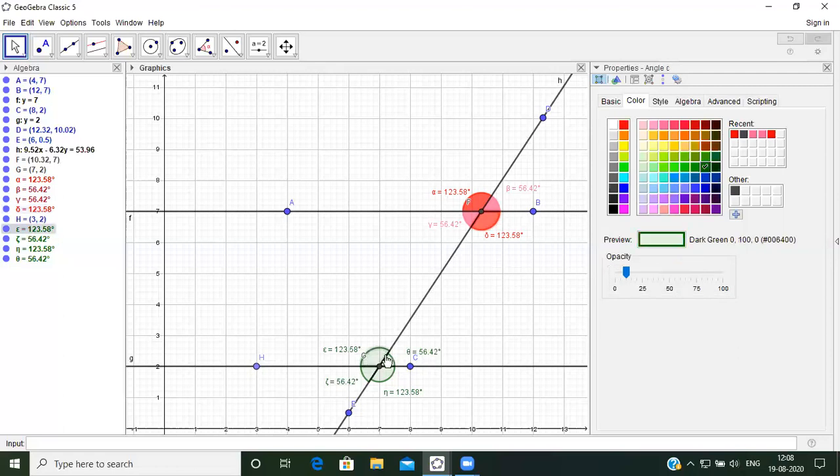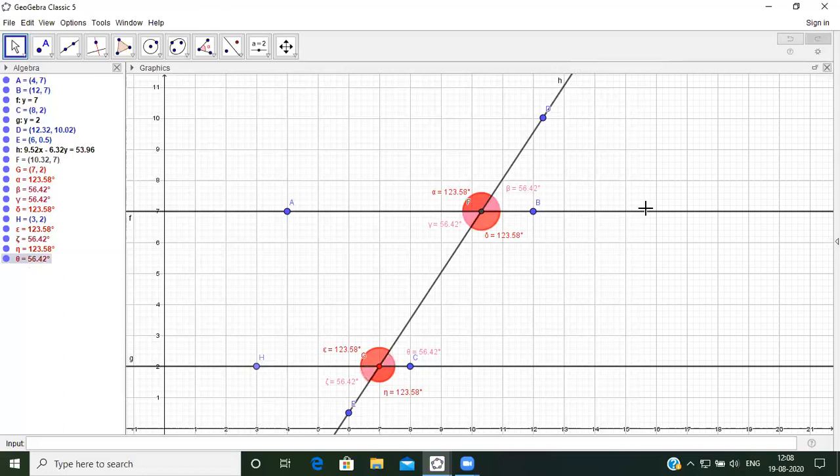Now in the same way, select here also, choosing again red color. We know again vertically opposite angles are equal. Choose these two. Here also vertically opposite angles are equal. 56.42. Now observe all the angles.